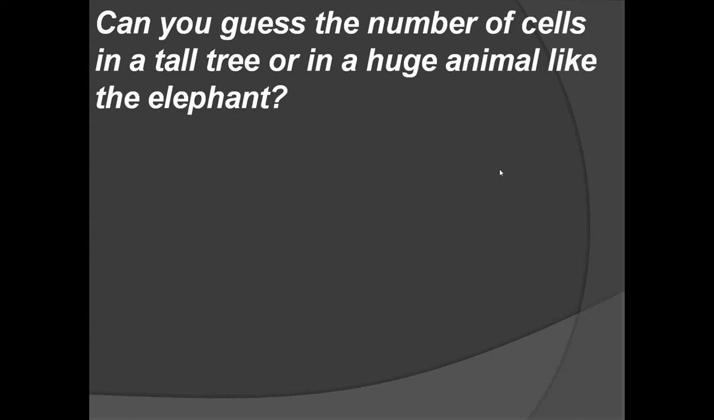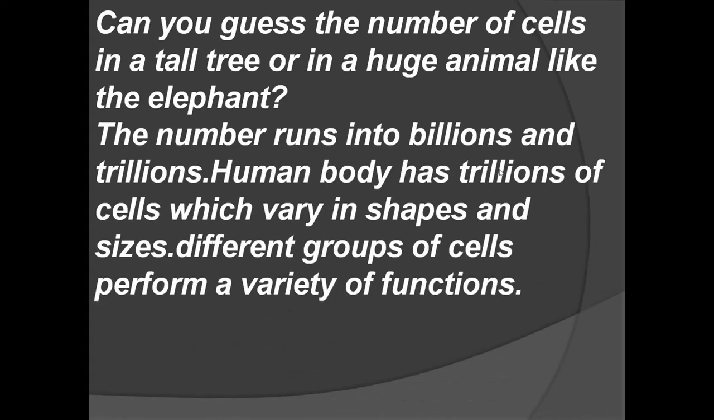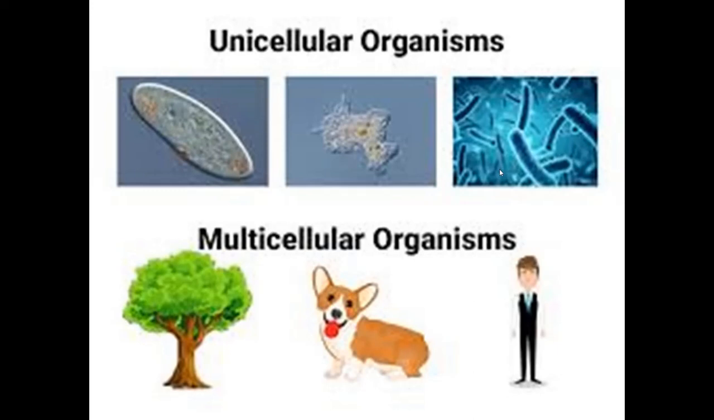Can you guess the number of cells in a tall tree or a huge animal like the elephant? The number runs into billions and trillions. The human body has trillions of cells which vary in shapes and sizes. Different groups of cells perform a variety of functions. So based on the number of cells, organisms can be classified as unicellular organisms and multicellular organisms.